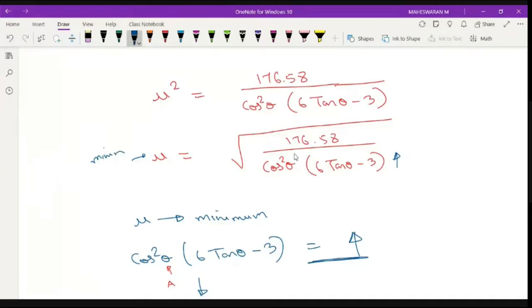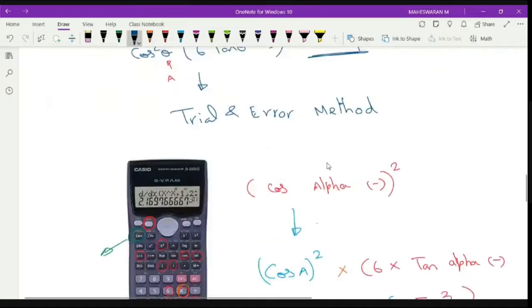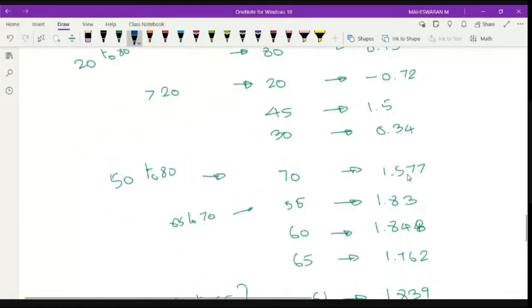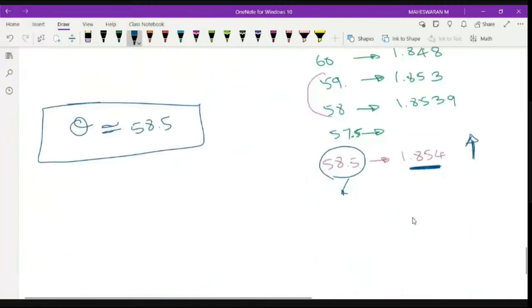So what I identified, I consider only the denominator term. We identified by the trial method which is the maximum value. So our maximum value is around 1.854 something, right? It doesn't matter. So this is my maximum value, and for this the theta we achieved is 58.5. So this will be the theta value to achieve minimum initial velocity u, right? Minimum initial velocity u. Are you getting it? Yes, sir.